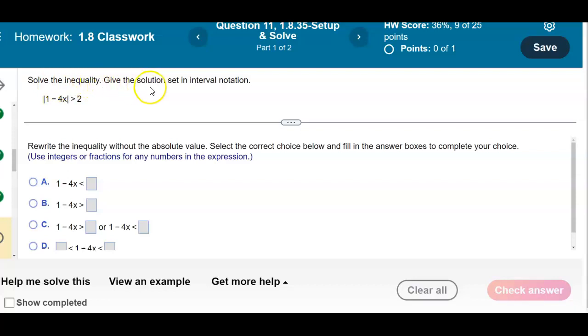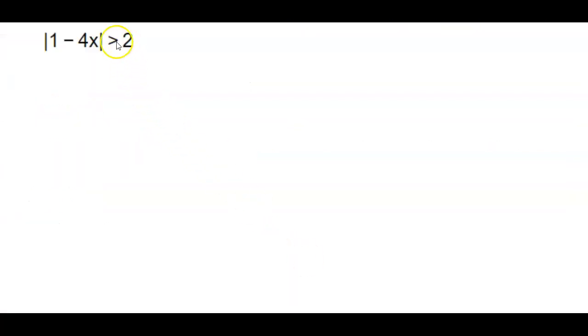Solve the inequality and then give the solution set in interval notation. We have the absolute value of 1 minus 4x, which is greater than 2. So here is our absolute value inequality. We have the absolute value isolated on the left side. We have a constant isolated on the right side.